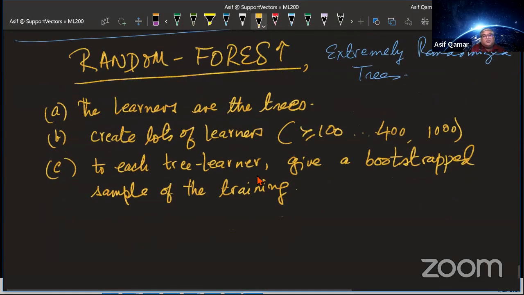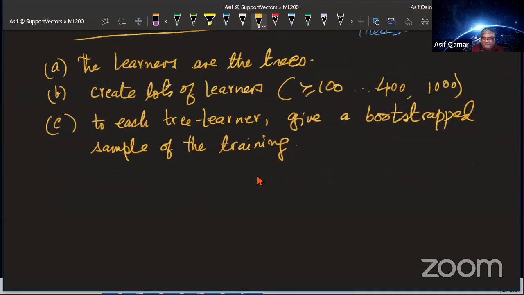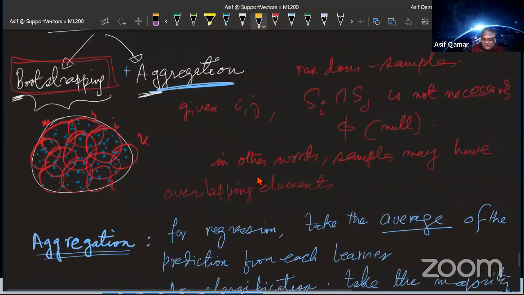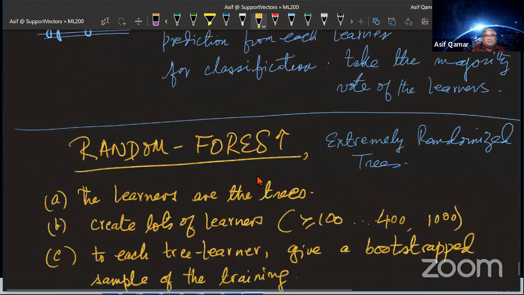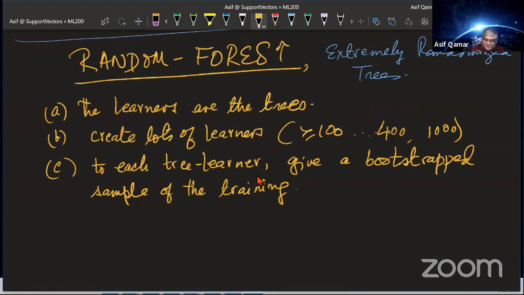By now, can I assume we understand the word bootstrapped sample? Just to remind you, this is it. This red thing here is the bootstrap sample. Randomly go pick a small sample of the data. Right? The next thing is not only that.